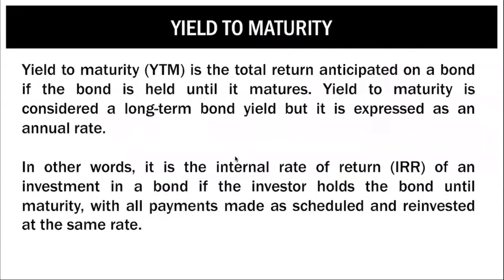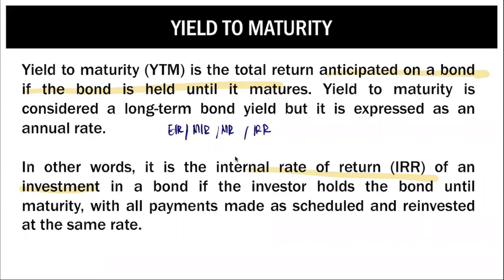So we talk now about your yield to maturity or your yield rate. Yield to maturity is the total return anticipated on a bond if the bond is held until it matures. Yield to maturity is considered a long-term bond yield, but it is expressed as an annual rate. In other words, it is the internal rate of return of an investment in a bond if the investor holds the bond until maturity with all payments made to schedule and reinvested at the same rate. So as I told you, yield to maturity is also known as your effective interest rate, market interest rate, market rate, or internal rate of return.